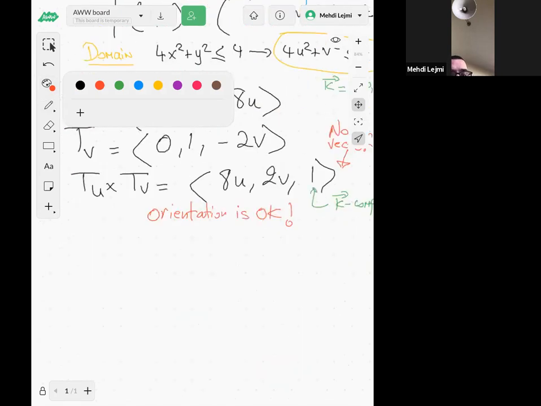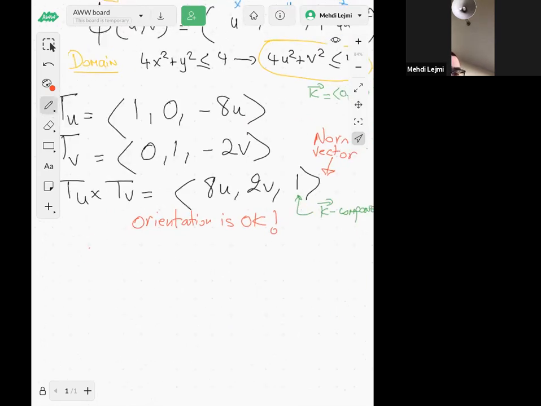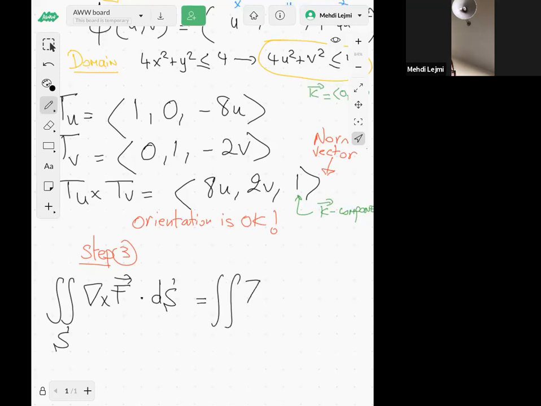Step 3. Okay, so now we have all the ingredients. We have everything we need to evaluate. So now I can evaluate my curl of F, ds here over S. So this is curl of F, scalar product with Tu cross Tv, du dv.